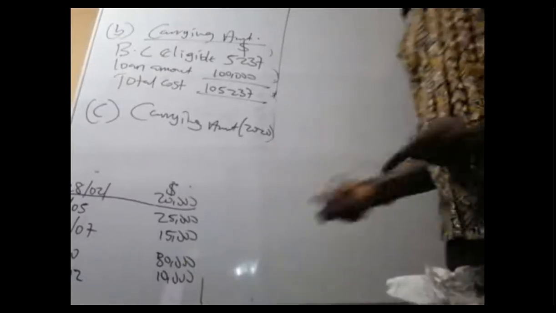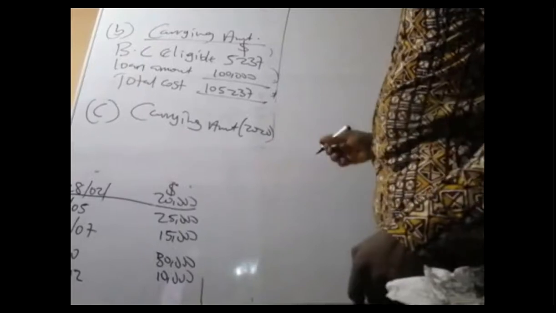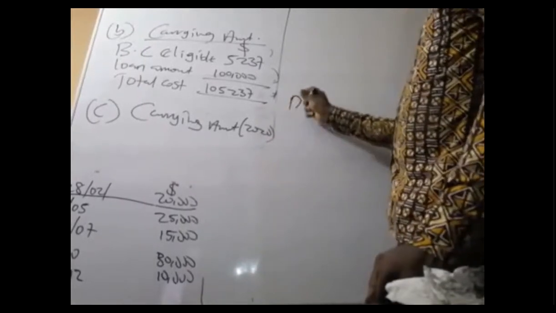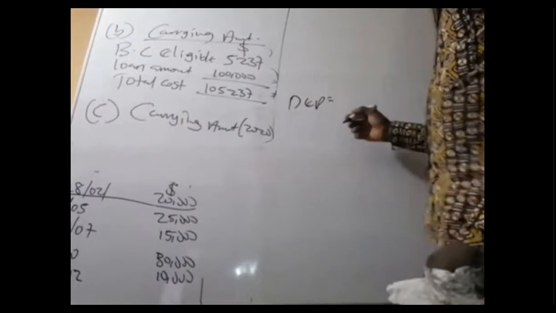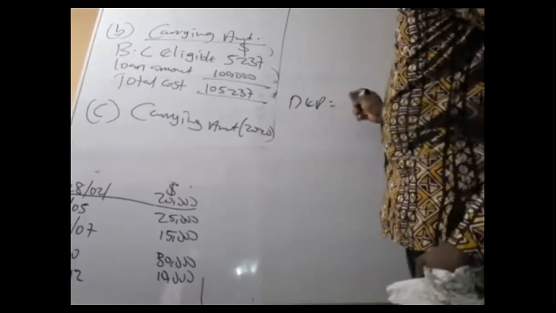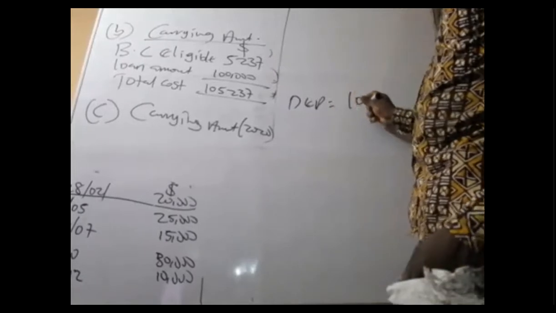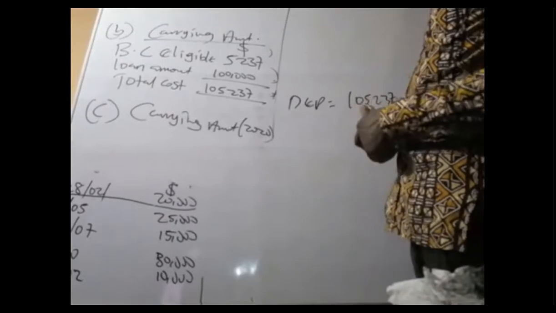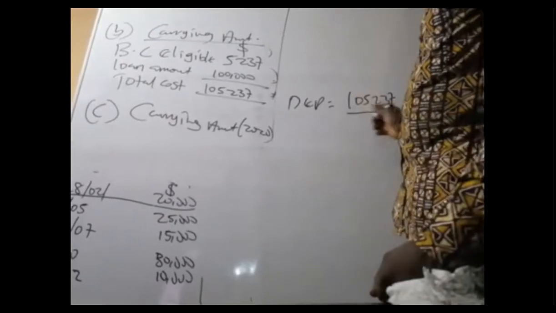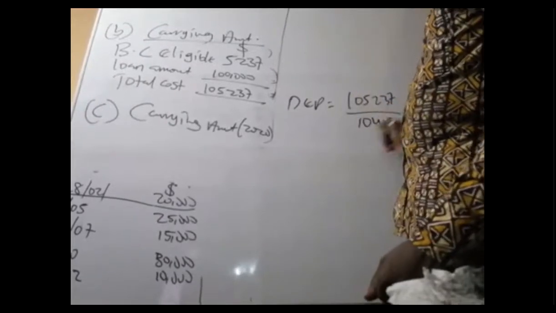Okay, so depreciation. Let's look at depreciation here. So depreciation for the year will be, what's the cost of the asset? The cost of the asset is 105,237. What is the useful life? 10 years.